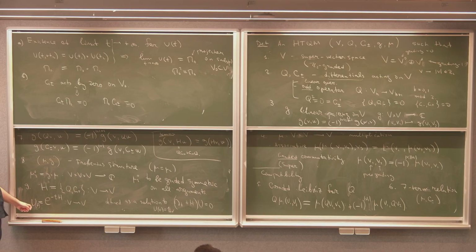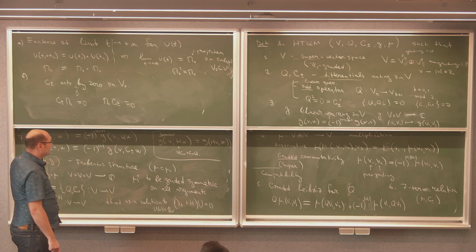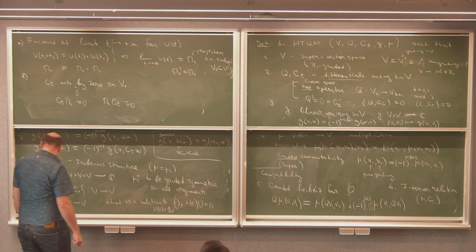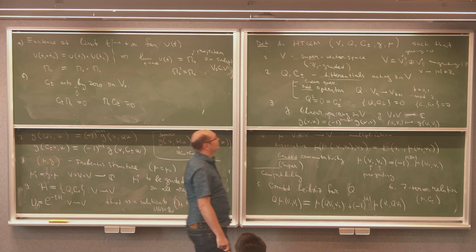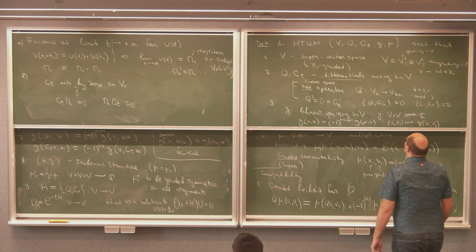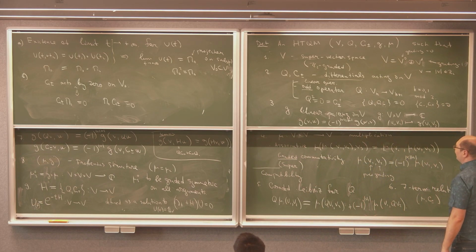So that is related to the existence of this limit, which is one of the requirements of our HDQ. Okay, so now, given this long list of properties, you may wonder whether HTQM exists. Maybe these compatibility conditions are too strong, and only the empty set for vector space, zero operators and zero pairing is the only solution.